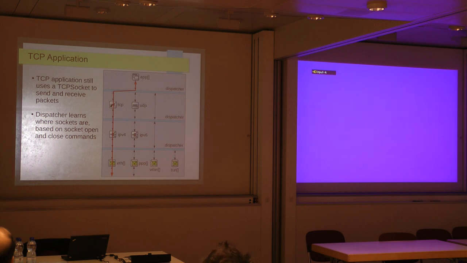So this figure shows how a TCP application communicates within the new infrastructure. The C++ code didn't change, so it's still the same thing. A TCP socket, the API is the same, nothing has changed regarding the application this way. Sockets are, in the same way, dynamically created and destroyed. Dispatchers learn where the sockets are based on looking at the socket open and close commands, and they forward the packets based on that information that they learn.